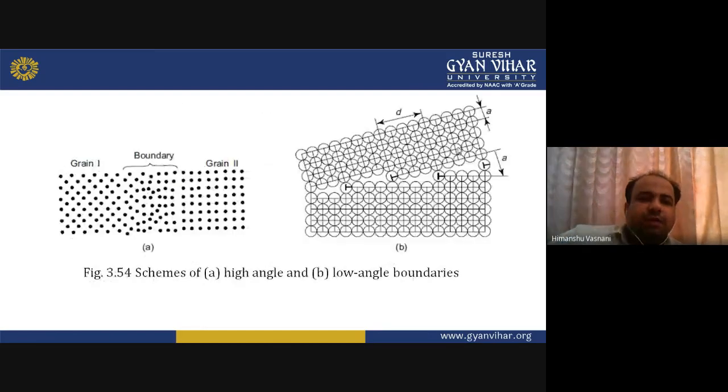See how easily it is depicted with the help of the diagram. In the B diagram, you can see that it has low angle boundaries. There are arrangements showing this kind of diagram.